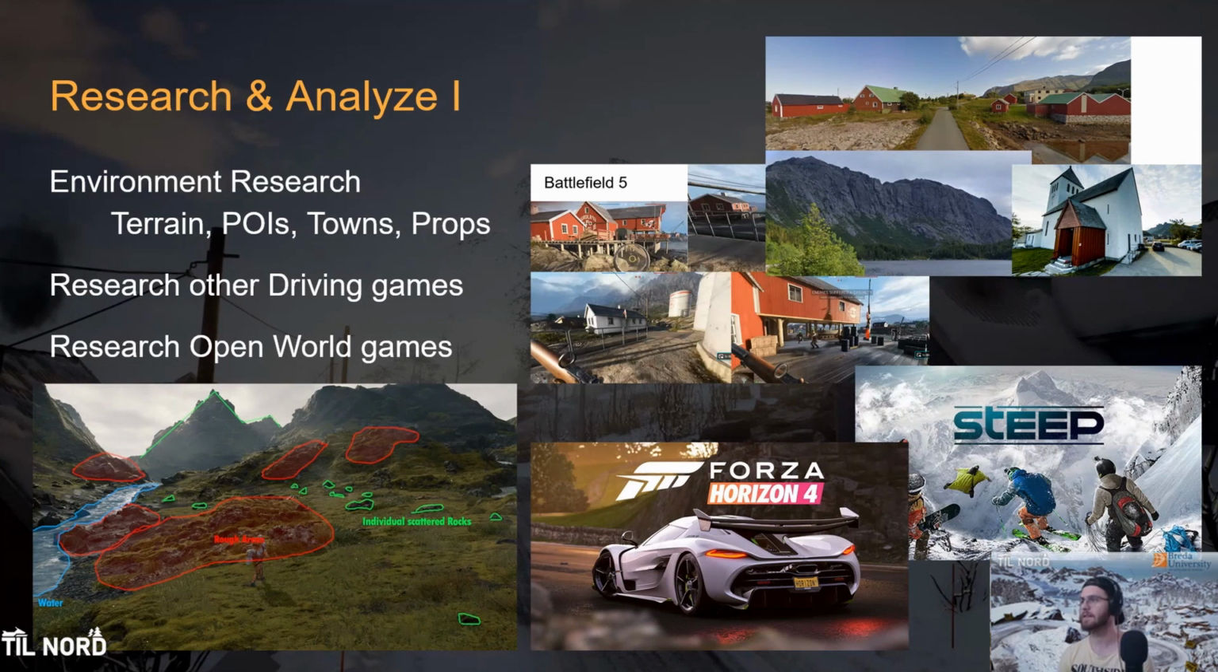We also looked at other games that featured maps that are set in the same area. So there was a map in Battlefield 5 that featured the Lofoten Islands. So that also helped us to get an idea of what kind of props they focused on to accurately represent the area. Importantly, since it's a driving game, we looked at other driving games as well, mainly Steep and Forza Horizon 4.